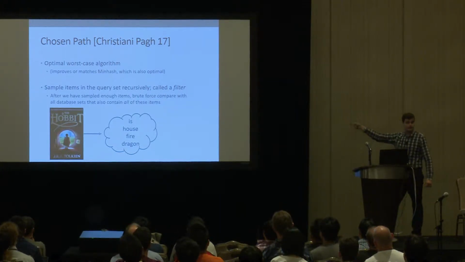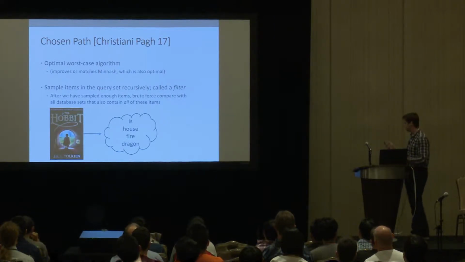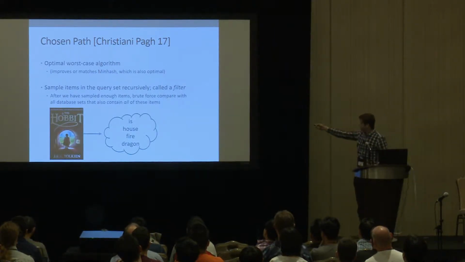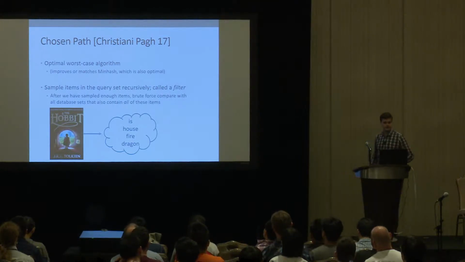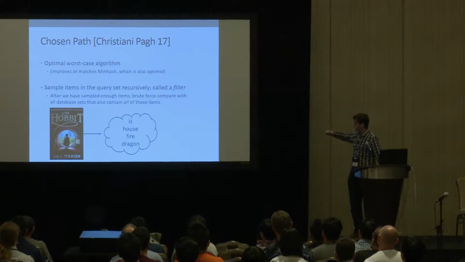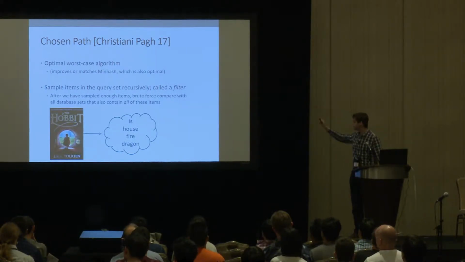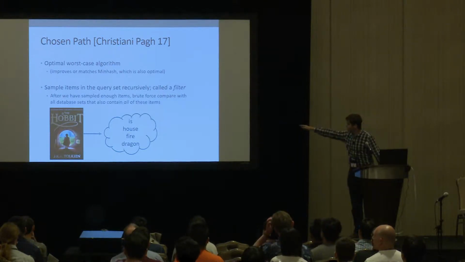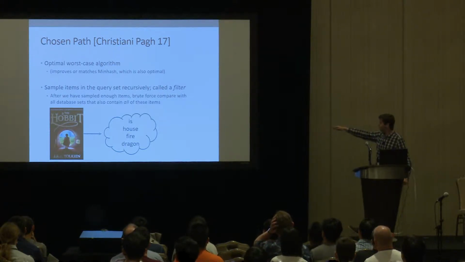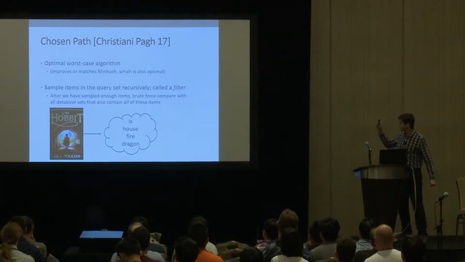Right, so this is basically a competitor to min-hash that works in a slightly different way that we're going to take advantage of today. The way this works at a high level, and in the next few slides I'll go through this in detail, is we're going to sample items in the query set recursively, and we're going to call this bunch of samples a filter. Once we've sampled enough items, I'm going to brute force compare with all of the database sets that also contain all of these items.